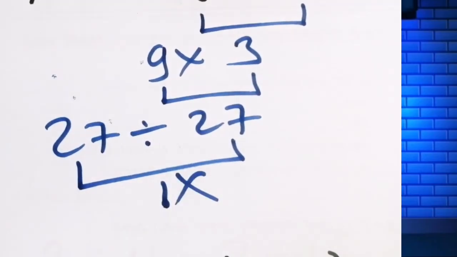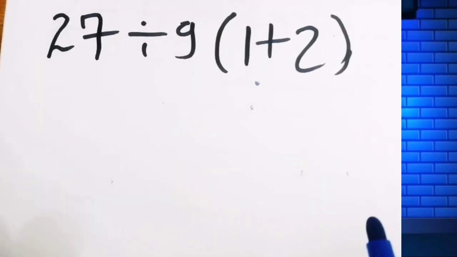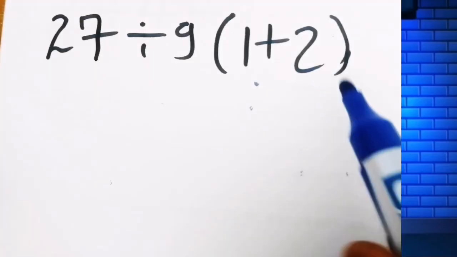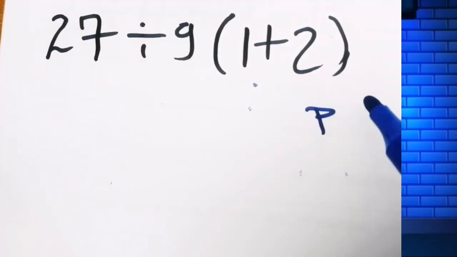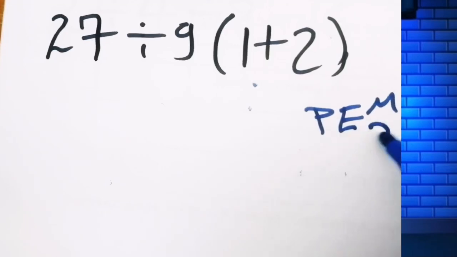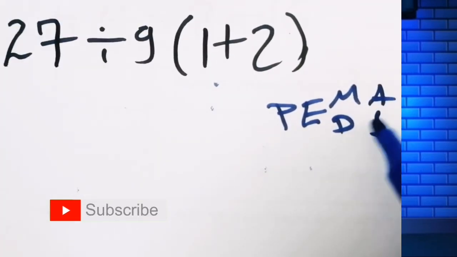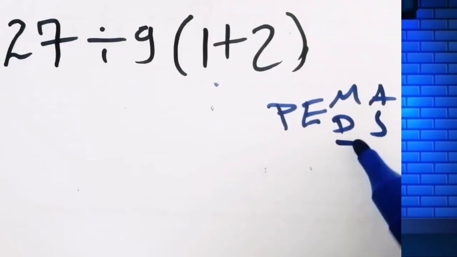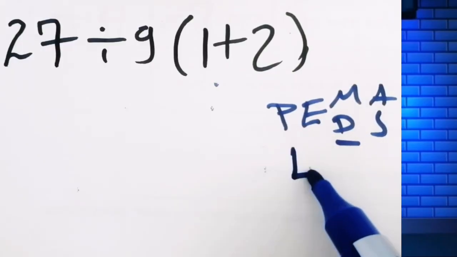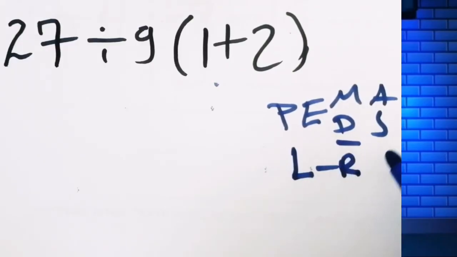But this is not the correct answer of this problem, because according to PEMDAS, first we have to do parenthesis, then exponent and multiplication or division, and finally addition or subtraction. Remember that multiplication and division have equal priority, so work from left to right. The same applies to addition and subtraction.